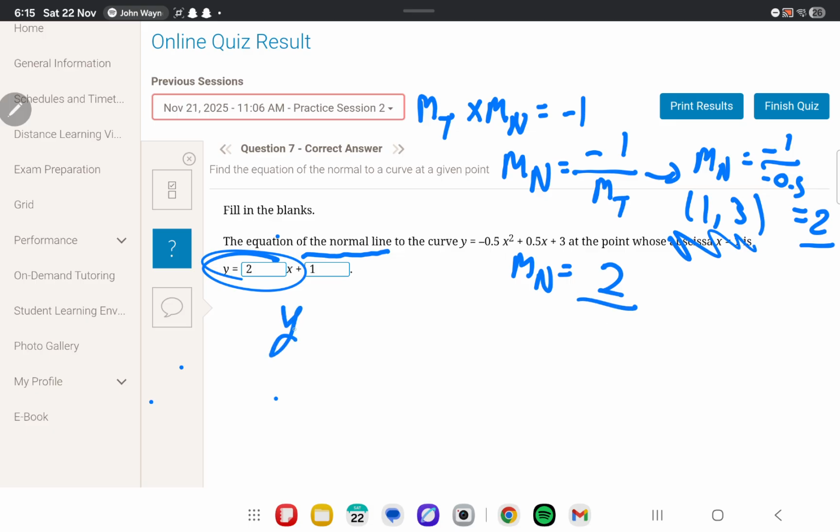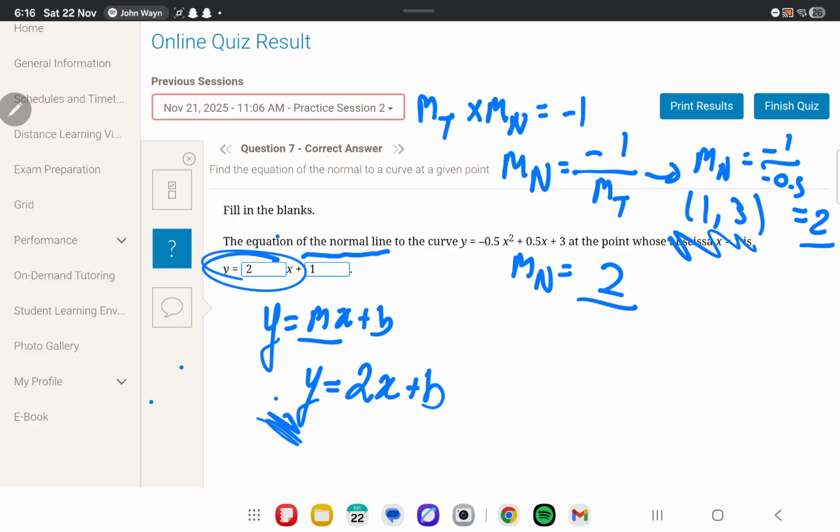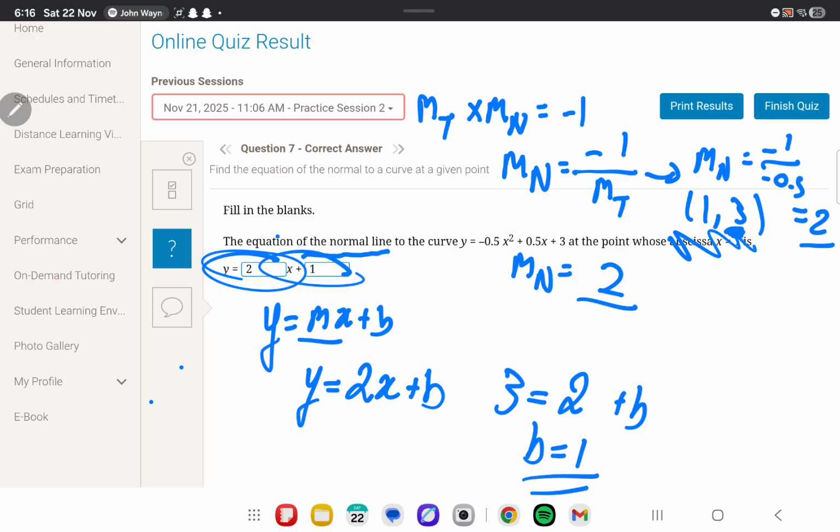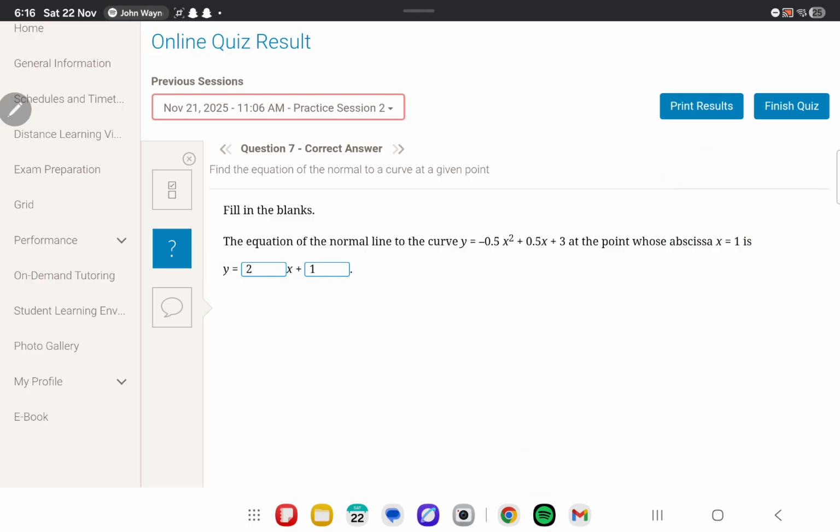Again, we're expressing it in the form of y equals mx plus b. I have m, so I have y equals 2x plus b. Now what do? I have y, which is why I found y at the start. It's 3, right? And I have x, 1. So 3 is equal to 2 times 1 plus b. Take 2 to the other side, b is equal to 1. Done. That's it. 2x plus 1. That's the end of this question.